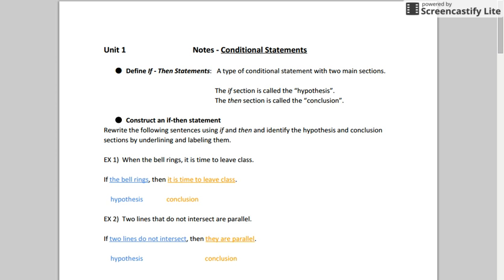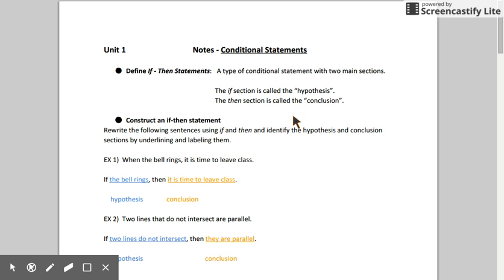In this video, we're going to be talking about conditional statements, specifically if-then statements. An if-then statement is a type of conditional statement with two main sections. We got an if section, and that's called the hypothesis. And we have a then section, and that's called the conclusion.